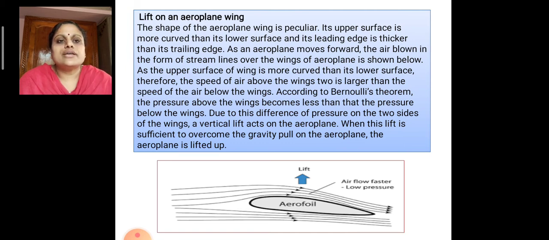As the upper surface of the wing is more curved than its lower surface, the speed of air above the wings is larger than the speed of air below the wings. According to Bernoulli's theorem, the pressure above the wings becomes less than the pressure below the wings. Due to this difference in pressure on the two sides of the wings, a vertical lift acts on the aeroplane. When this lift is sufficient to overcome the gravity pull, the aeroplane is lifted up.